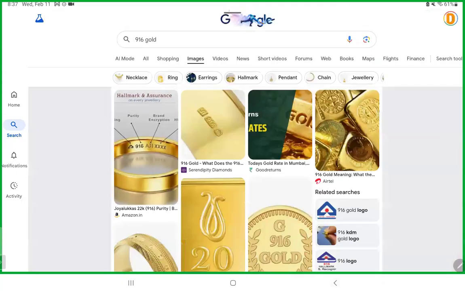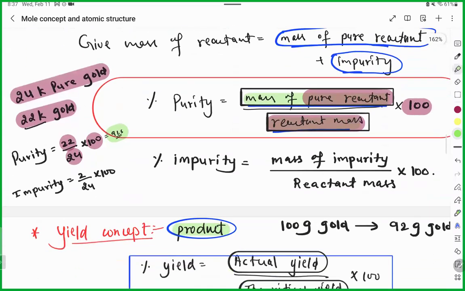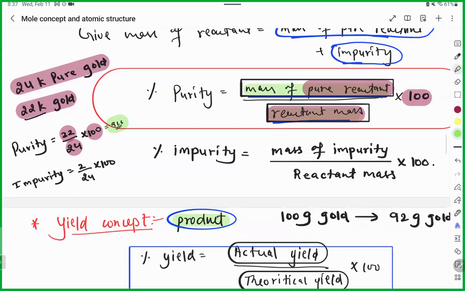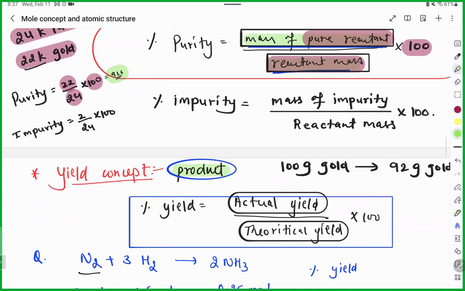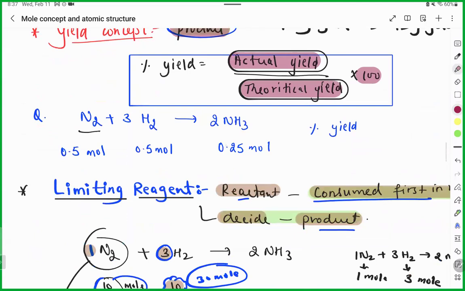916. So this is showing the purity of the compound. In the same way you can calculate impurity: given impurity by total mass. The yield concept is always applied to the product, because yield means how much product there is. So actual yield divided by theoretical yield, multiplied by 100. Correct? So you can calculate yield. Example, in this case, this is the number of moles. Given the situation, you should know what the given value is, and based on that you can calculate.